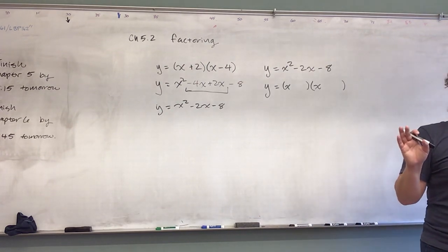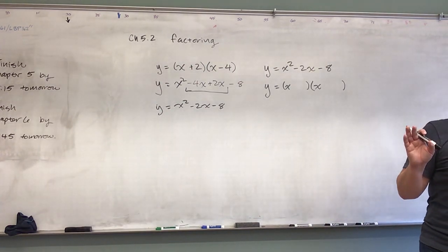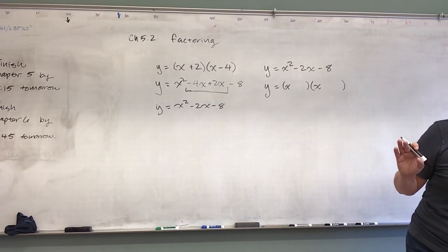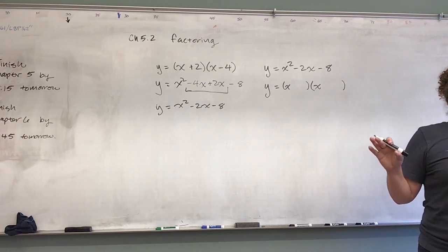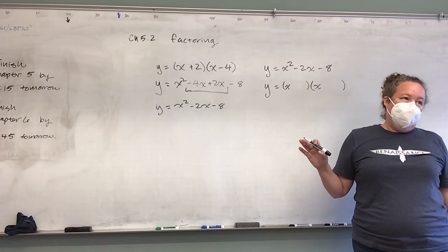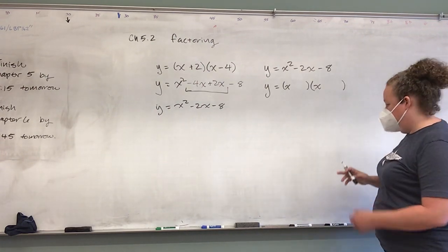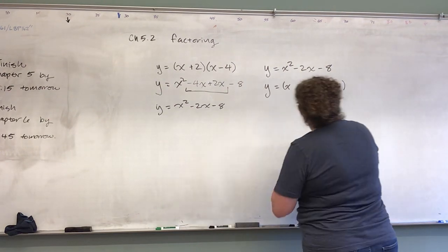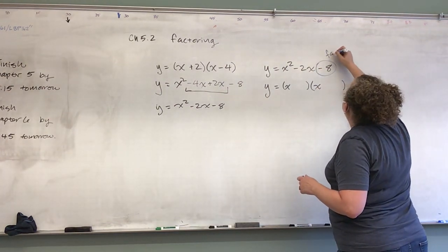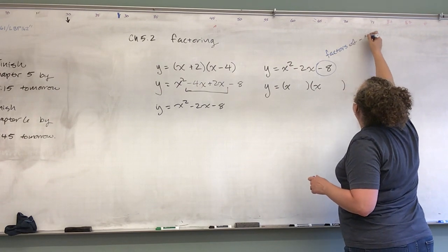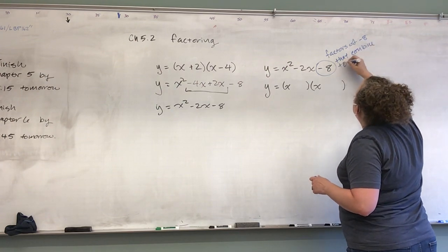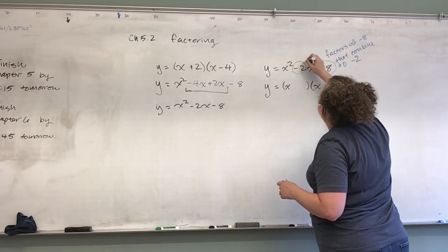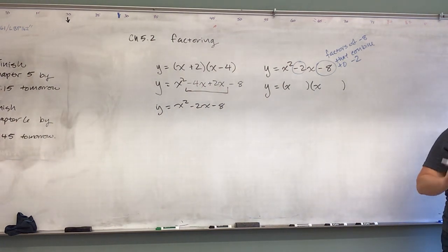Yes, Gio? And then you wait. You can ask a question or answer a question. Then you find a number that multiplies to -8 and adds or subtracts to -2. That's right. So now we need the factors of -8, -4 and 2, that combine to -2. So we're looking for two numbers that when we multiply them give us -8, and when we combine them give us -2.